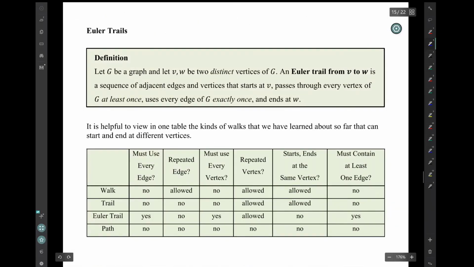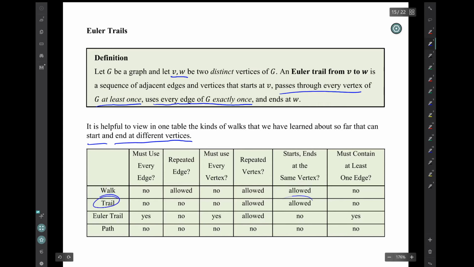Let's go on. Now I want to talk about Euler trails. An Euler trail is a trail that starts at a vertex V and ends at a different vertex W. And it passes through every vertex of G at least once and uses every edge exactly once. So let's put that into the context of the other kinds of walks that we have that start and end at different vertices. A walk doesn't necessarily have to start and end at different vertices. It can, doesn't have to, but the basic walk could be a walk that starts and ends at distinct vertices.